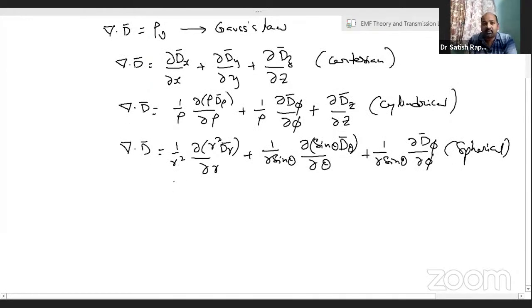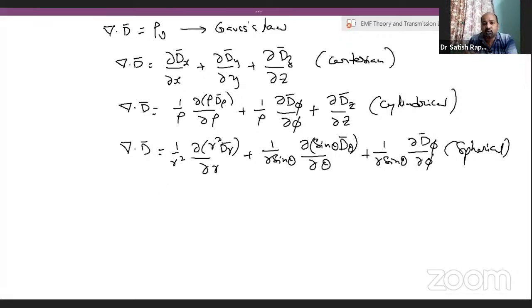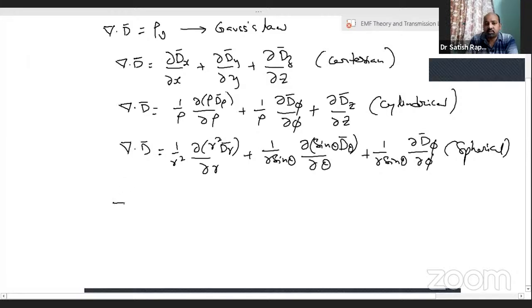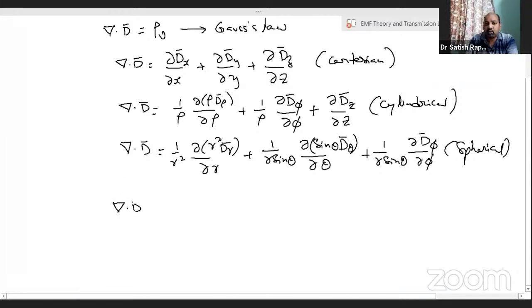How to remember them? If you look at these equations, they look somewhat complex, difficult to remember. Therefore, there is a simple technique to remember these equations. Instead of remembering all three equations, you just remember this one, which I am writing now.